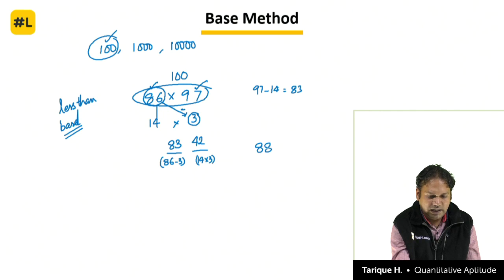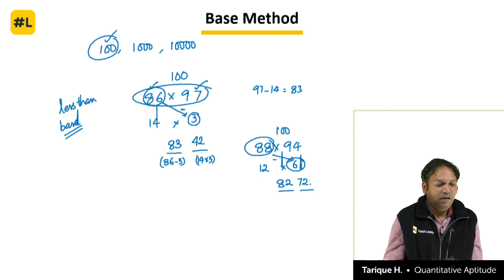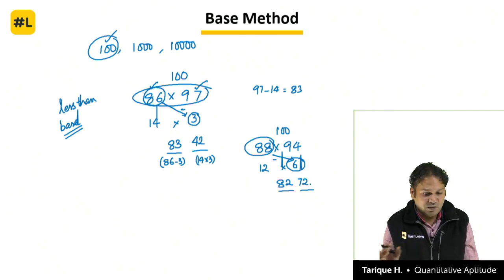Let us say 88 into 94. So, from 100. Difference is 6, difference is 12, multiply 12 into 6, that is 72, choose one number and subtract. You see, it is very easy. 88 minus 6 is 82. So, what is the answer? 8272. Very simple, very easy to work out.